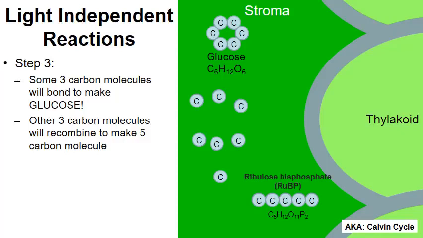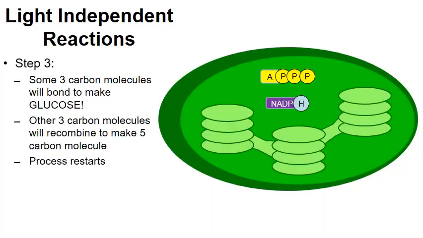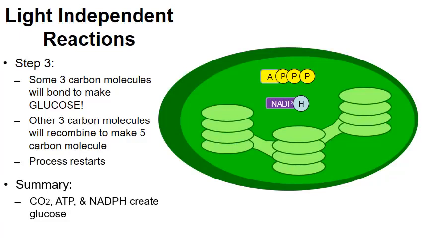Now we're repeating the Calvin cycle, the light-independent reactions. The process simply restarts because carbon dioxide will bond with this 5-carbon RuBP. When they bond, they make that short-lived 6-carbon molecule that we mentioned earlier, and the process repeats itself. To summarize the light-independent reactions, carbon dioxide, ATP, and NADPH are going to create glucose. When carbon dioxide is added to the ATP and NADPH from the light-dependent reactions, with the help of enzymes, you have simple sugars such as glucose created.